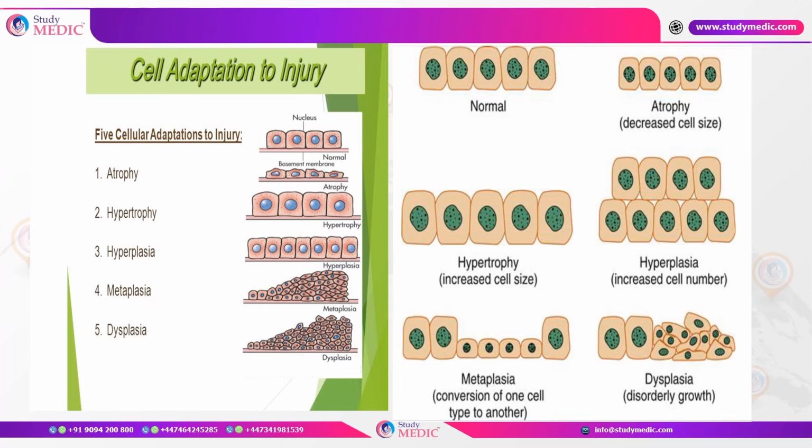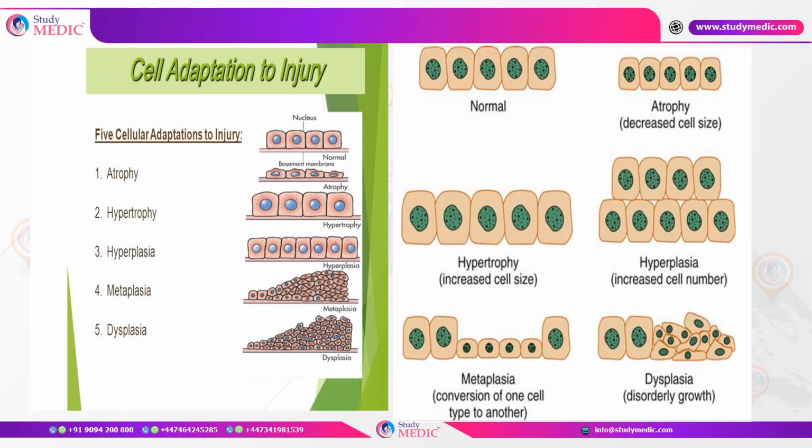You also have to know something about cell adaptation to injury. So what are the different adaptations that the cell undergoes whenever it is subjected to any injury or to any obnoxious stimuli? Okay. So if this is the normal cell here, atrophy means a decrease in the cell size. Alright. The cell number remains the same, but the size of the cell is decreased. So this is atrophy.